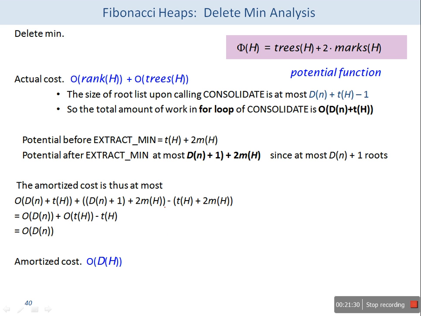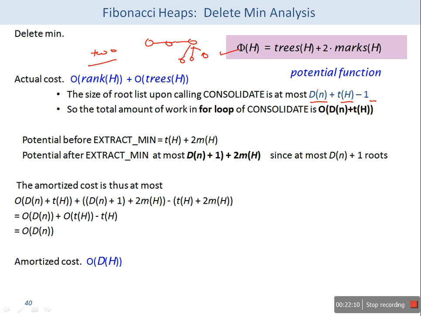Now for the analysis purpose we need to calculate the potential function. As we can see, in this whole amortized analysis we have two configurations in our data structure. First is when we extract the minimum node and add its children to the root list. So if this is my minimum node, then all children are added to the root list, then we call the consolidate function. In consolidation the maximum number of trees that is possible is D of n plus t of H minus 1.